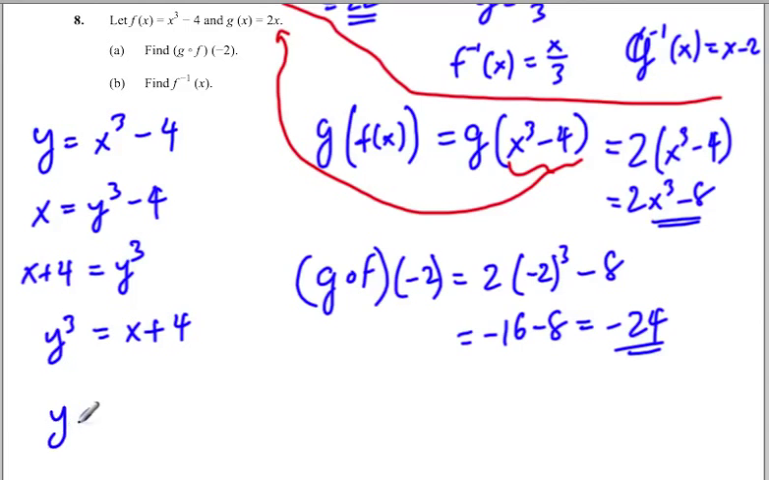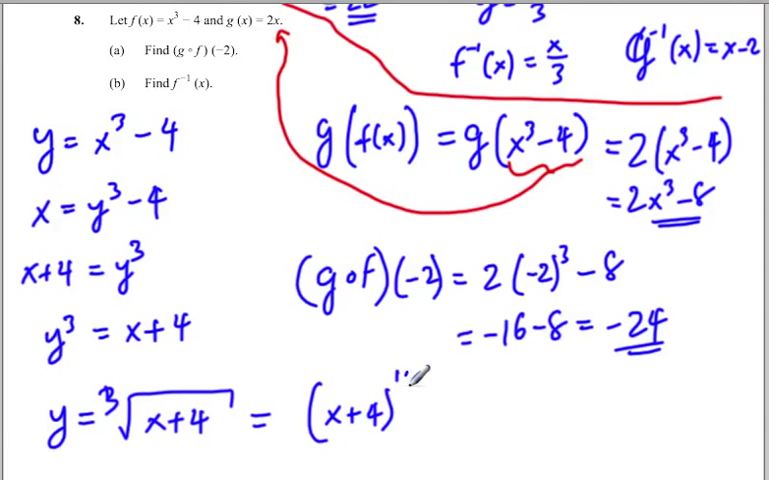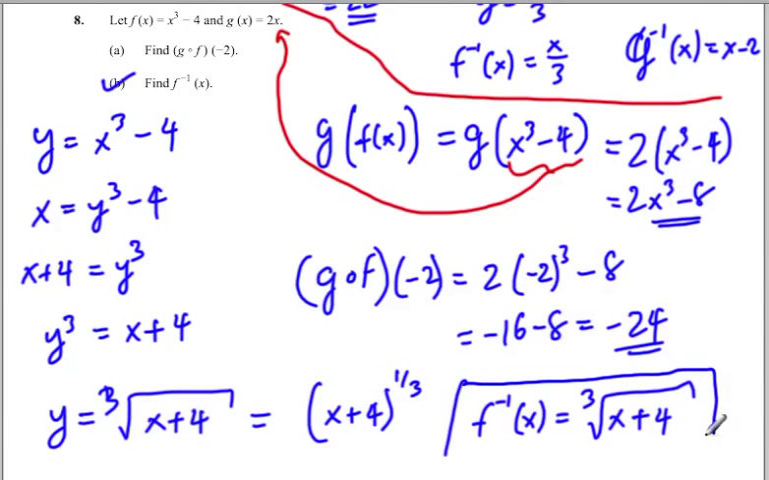And if you just want to solve for y, it's now simply the cube root. So this is the cube root, that's how you write the cube root. Or another way you can write it is simply x plus 4 to the 1/3. They both mean the same thing. So that's how you find f inverse. Oh wait, sorry, that's not right, because the last step is f inverse of x is simply equal to the cube root of x plus 4. And this should be our solution.